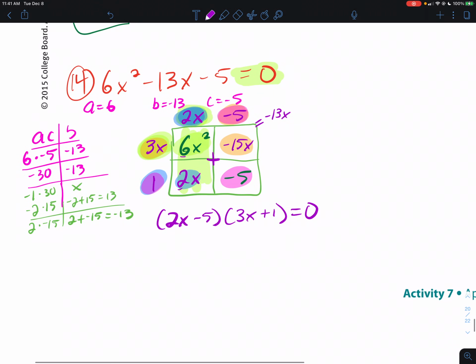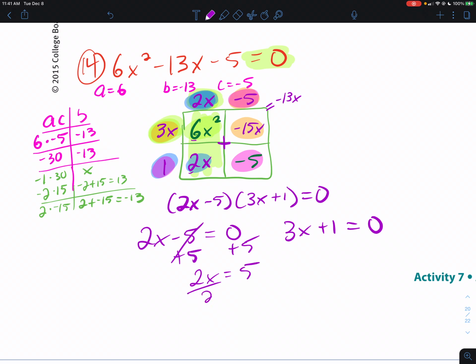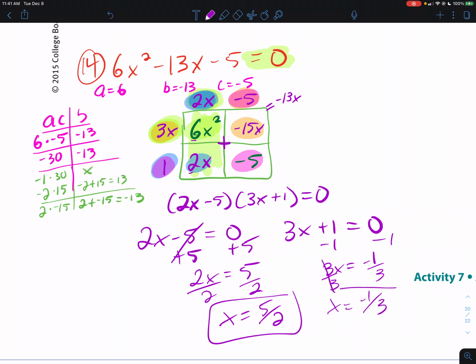And now that it's all factored, we can just solve it. Zero product property or zero product rule, I've seen it called both. 2x minus 5 equals 0, or 3x plus 1 equals 0. Add 5. 2x equals 5. Divide by 2. So x equals 5 halves. Minus 1. 3x equals negative 1. Divide by 3. X equals negative 1/3. And our answers are 5 halves and negative 1/3.